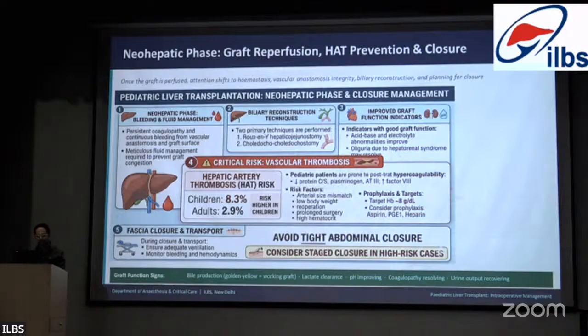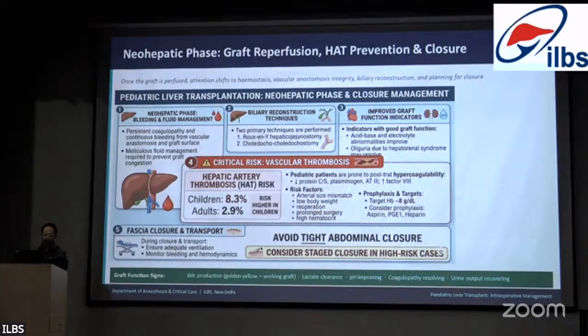Once the graft is put, indicators of good graft function include acid-base corrections, electrolyte abnormalities improve, and urine output may improve. The critical risk at this period in pediatric population is hepatic artery thrombosis. In adults, around 2% risk is there, but in children, there's higher risk. To prevent this, we should keep a target hemoglobin of 8, PCT of around 25, and IV heparin infusion can be given.